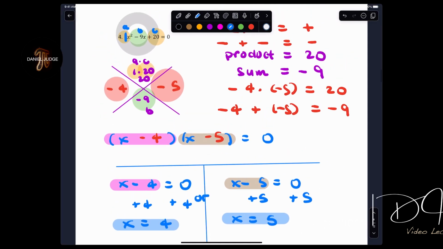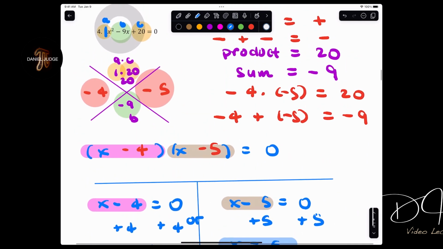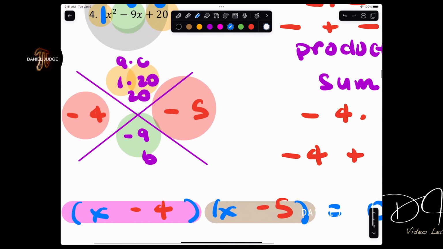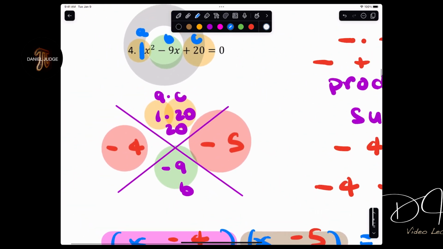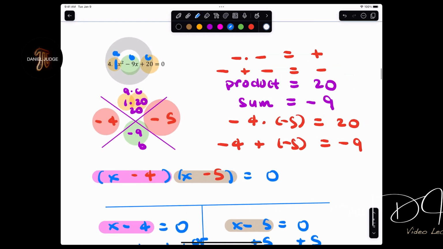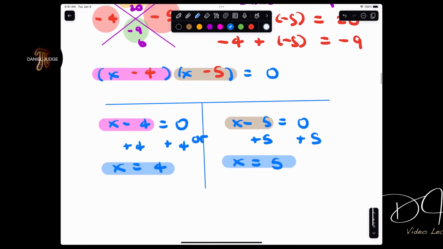Okay, so we solved this quadratic by factoring with the crisscross method and using the zero product rule to solve your remaining work there. X is 4 and x is 5.